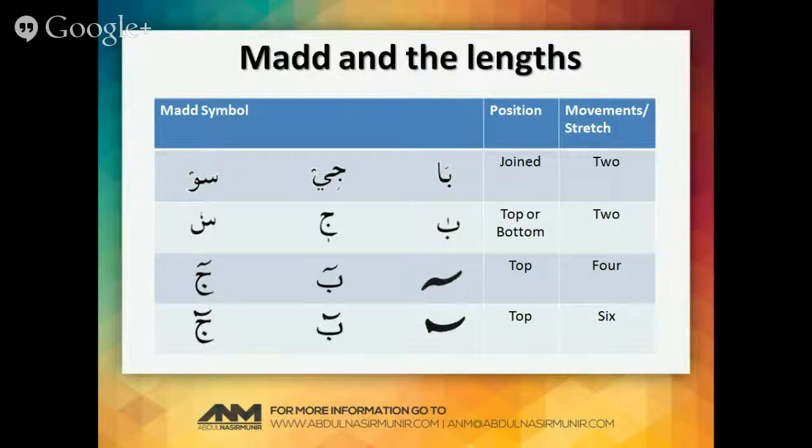Then the last row is the big mud. Now this mud is written on the letter ba and letter jim, and it will be again always on the top of the word or the letter. And the elongation of this mud will be for 6 harakat, as we have in Surah Al-Fatiha, ولا الضالين. So we have 6 harakat on the letter, because it's got this mud.